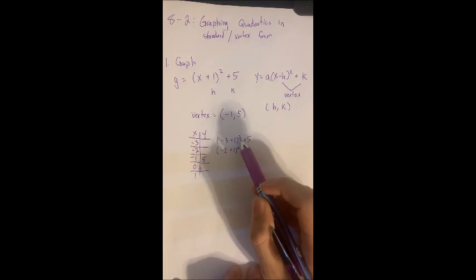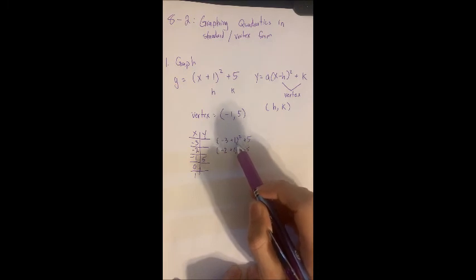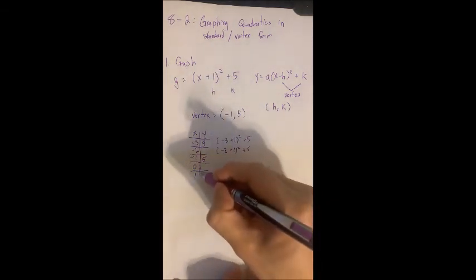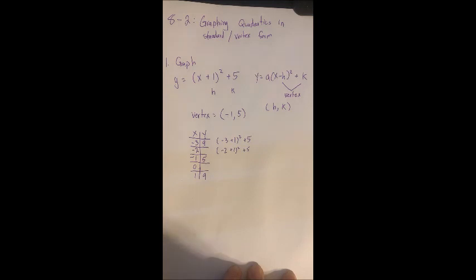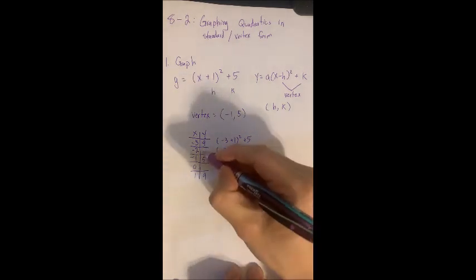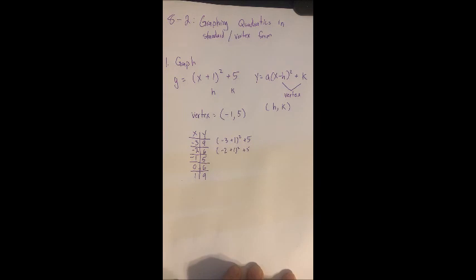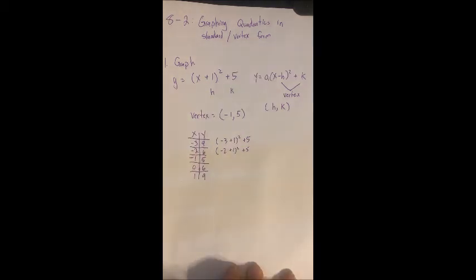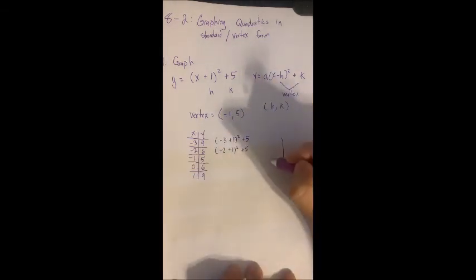So here, -3 plus 1 is -2. -2 squared, -2 times -2 is 4, and 4 plus 5 is 9. So it's going to be 9 there, and I know it's going to be 9 here. For -2, -2 plus 1 is -1, -1 squared is 1, 1 plus 5 is 6. So it's going to be 6 here and 6 there. And we just have to plot these 5 points on our graph, and then we'll be able to graph this parabola here.